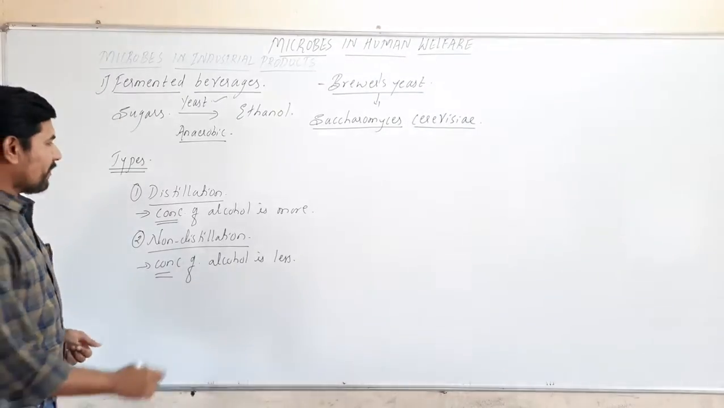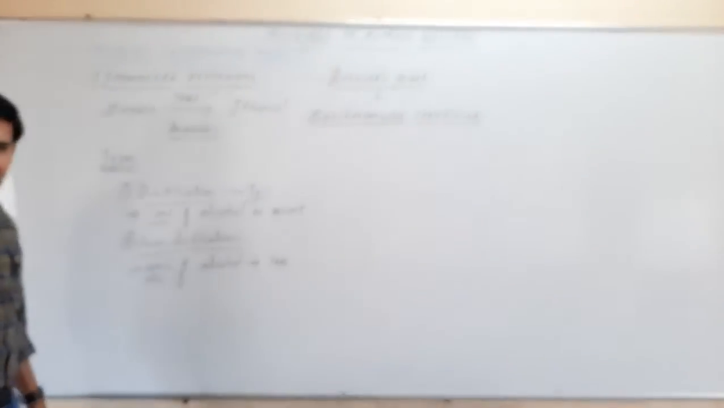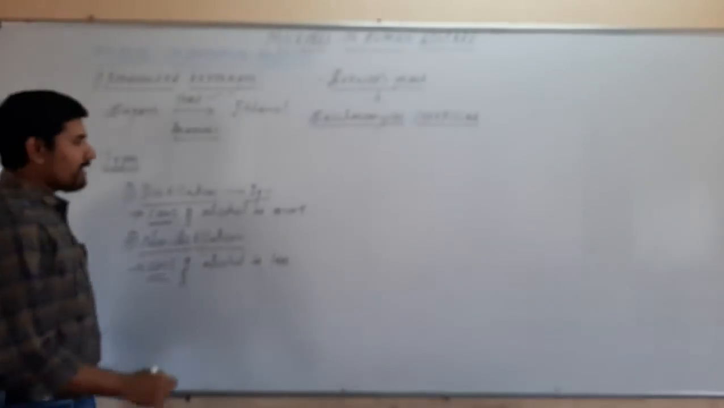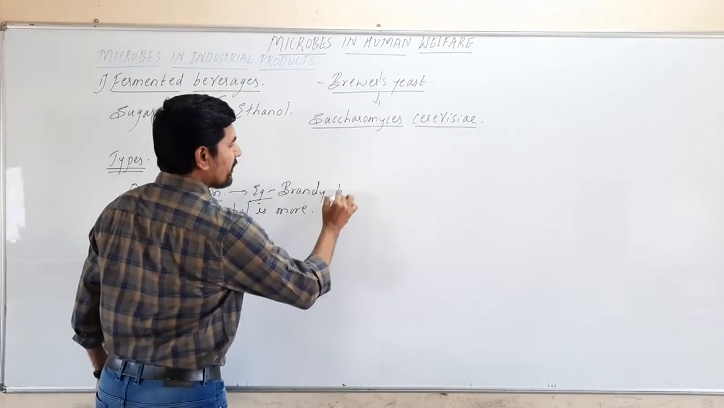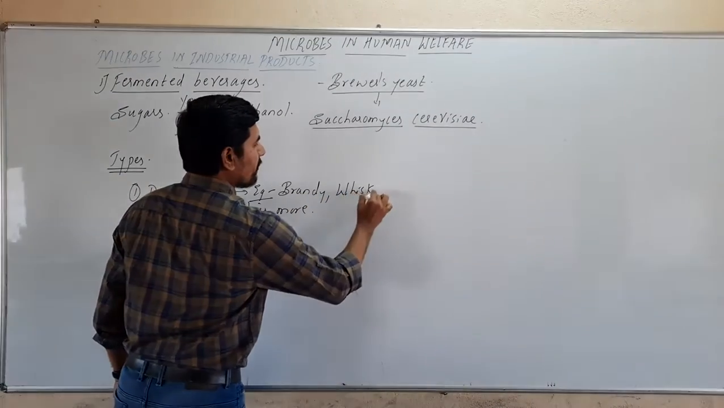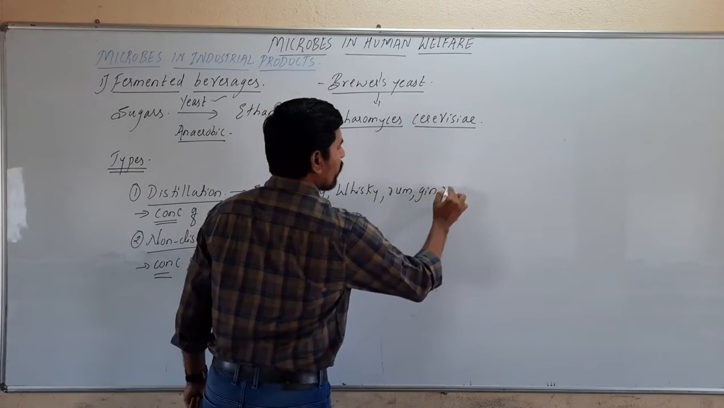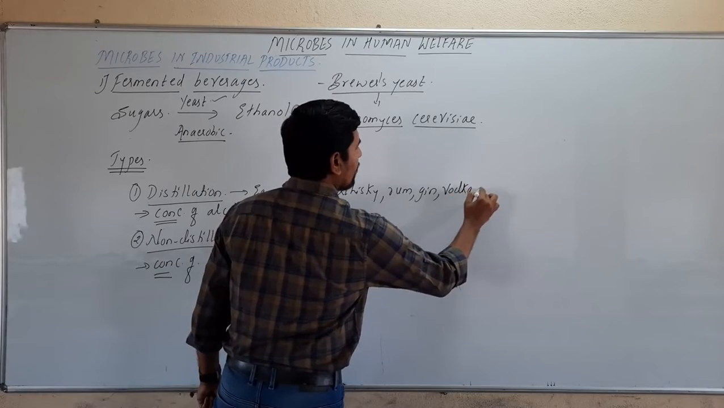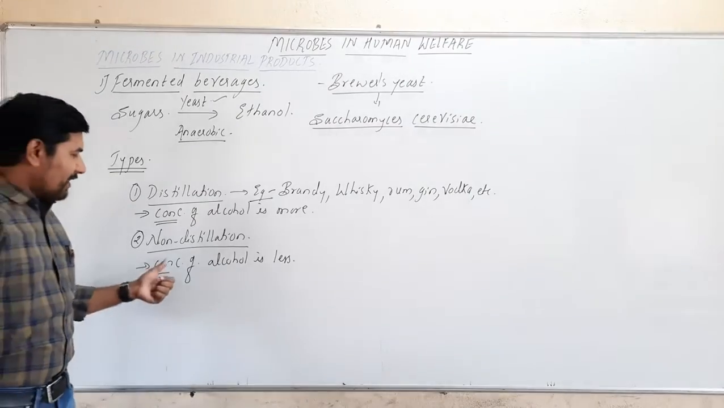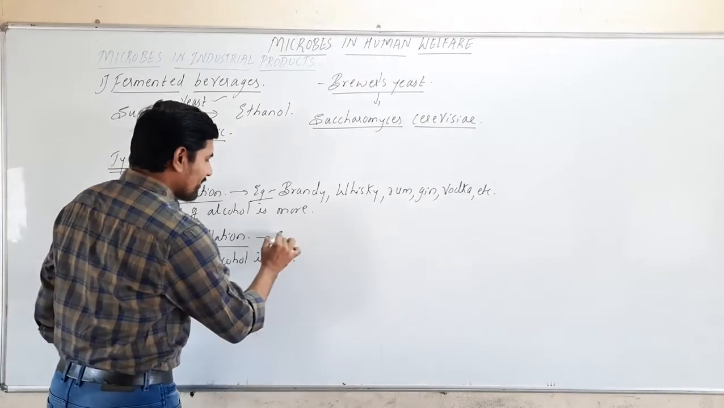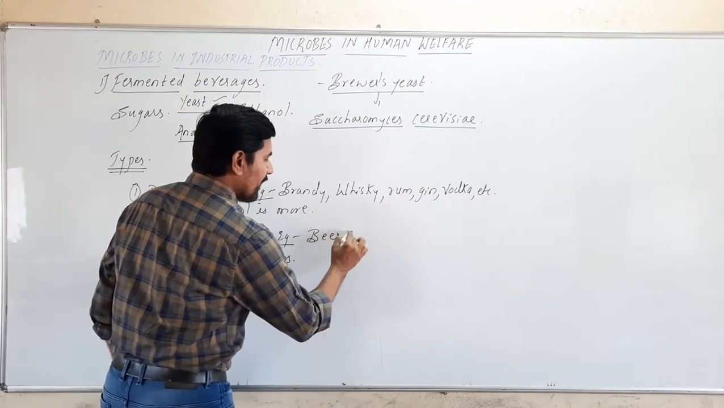Now we have certain examples for the distillation alcoholic products like brandy, whiskey, rum, gin, vodka, and other alcoholic brands. Then non-distillation. Here we have certain examples. The examples for this are beer and wine.